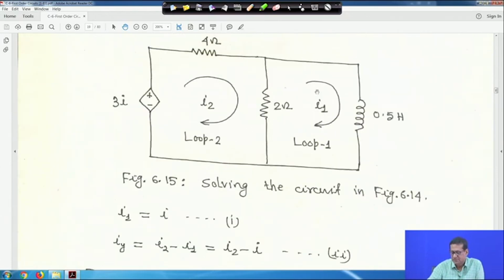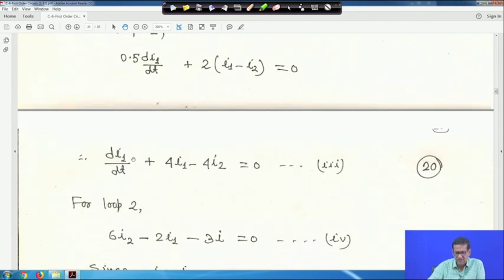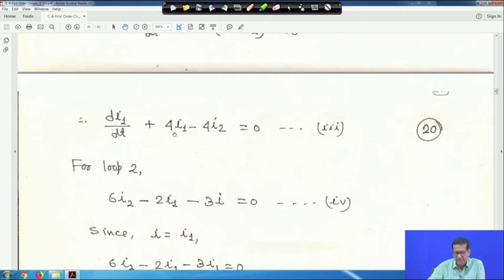Then we are moving clockwise. So, it will be plus 2 into I1 minus I2. You are moving like this because I1 is going upward and I2 moving downward. So, resultant upward is I1 minus I2. So, plus 2 into I1 minus I2 is equal to 0, or you just multiply both sides by 2, then you will get di1 upon dt plus 4 I1 minus 4 I2 is equal to 0. This is equation 3 given.